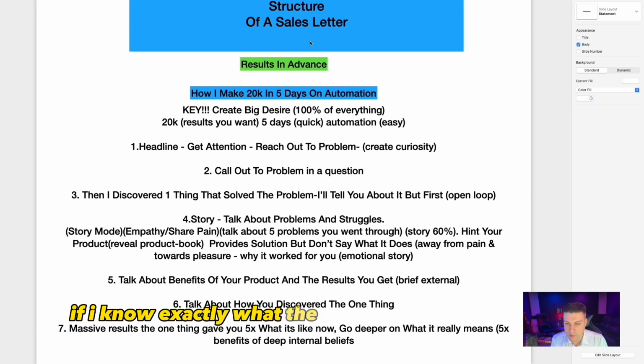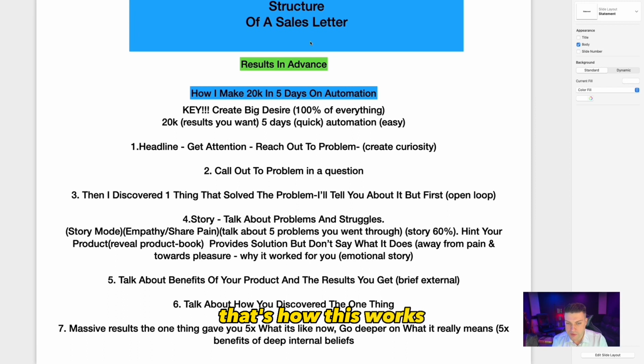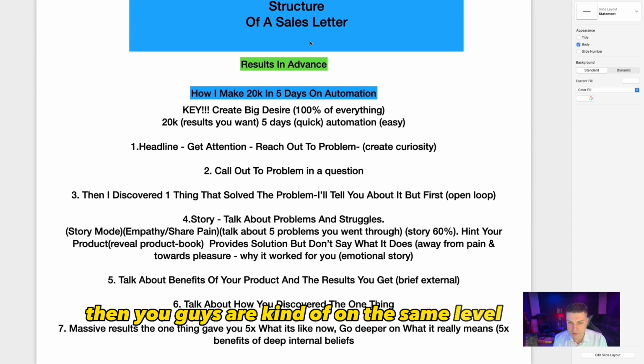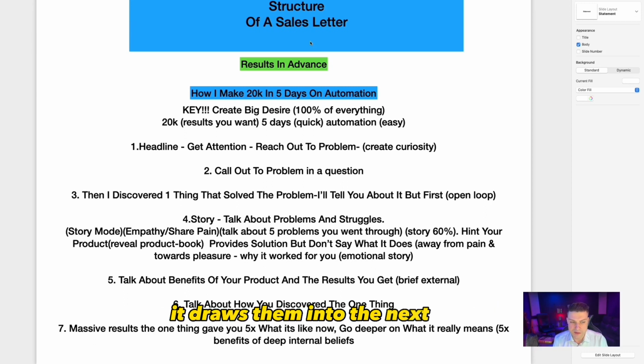If I know exactly what the problems are in your head, and I call out to them right away, you're like, yeah, that aligns with me. Bam, your attention is grabbed. So that's where you want to grab the reader's attention. That's how this works. You make a light bulb go off in their head. You talk to their problem. It's going to align, then you guys are on the same level. It draws them into the next part.